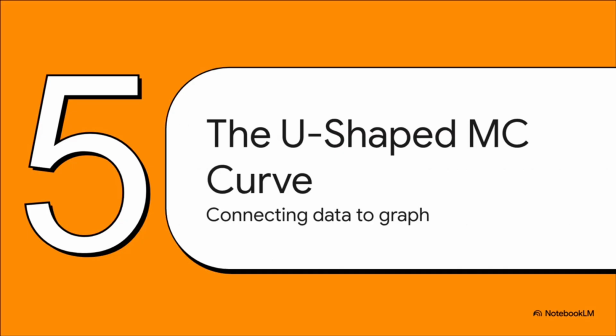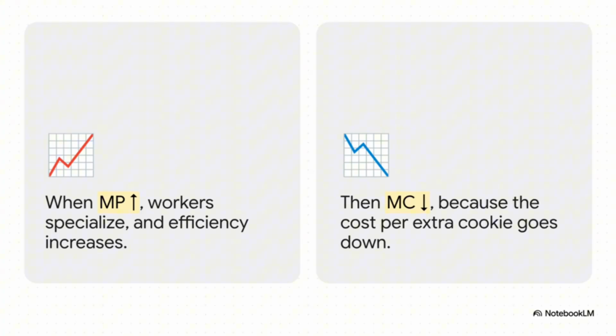You know, that table of numbers we just looked at, that's the secret origin story for one of the most famous graphs in economics. Let's connect that data and see exactly why the marginal cost curve has that classic U-shape. So, in phase 1, when we're hiring our first few workers, they start to specialize. One person mixes the dough, another works the oven. Their efficiency, their marginal product, goes up. And as that happens, the marginal cost for each cookie goes down. That's what creates the downward sloping part of the MC curve.